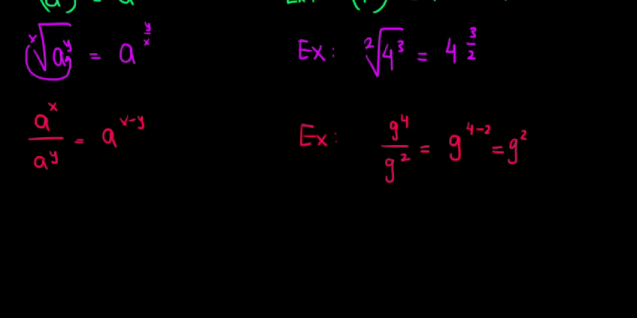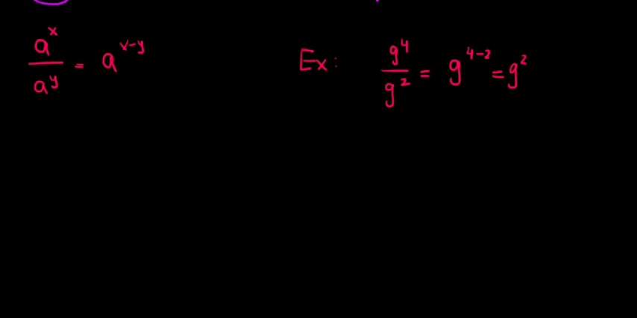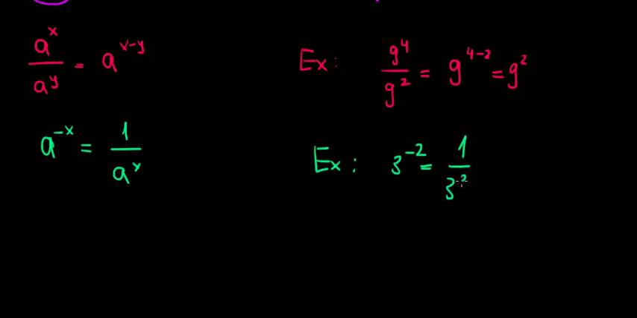And let's write one more. What if we have a to the power of minus x? A to the power of minus x, that would be 1 divided by a to the power of x. For instance, if we have 3 to the power of minus 2, we could write it as 1 over 3 to the power of 2, and that's 1 over 9.